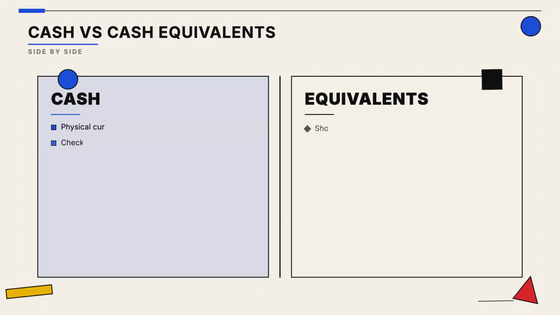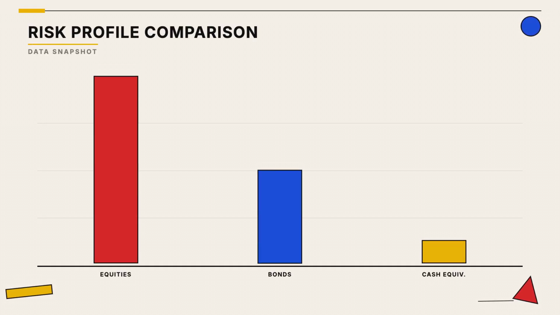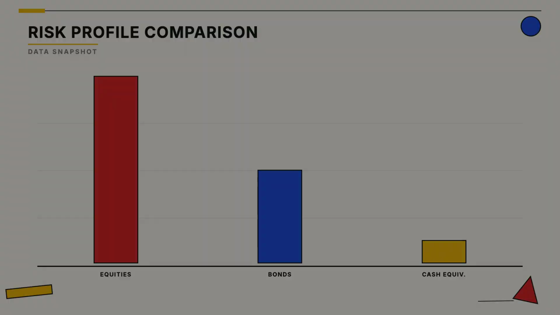While cash is literal paper or digital deposits, equivalents are financial instruments that act just like cash because they are so stable. As you can see, cash equivalents carry very little volatility risk, making them the safest place to park money you need in the short term.